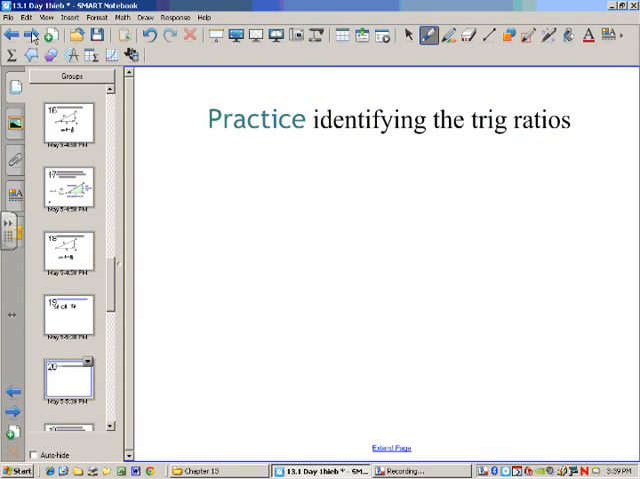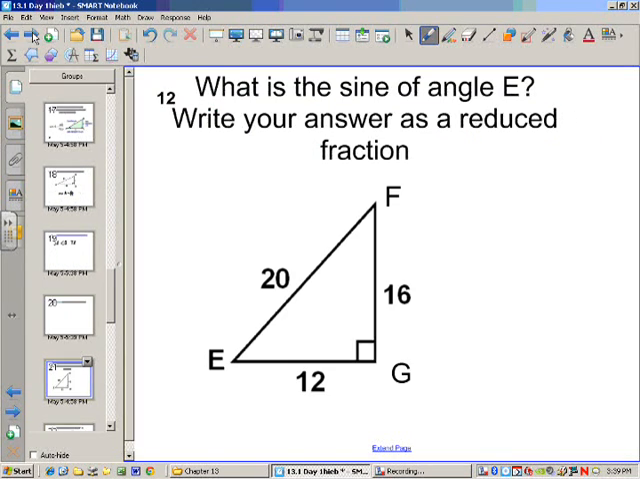Now let's do some practice identifying these trig ratios. Now, what is the sine of angle E? Pause the video and write this one down on your sheet. The sine of angle E is opposite, which is 16, over the hypotenuse, which is 20. If I reduce this, it will be 8/10 or 4 over 5.